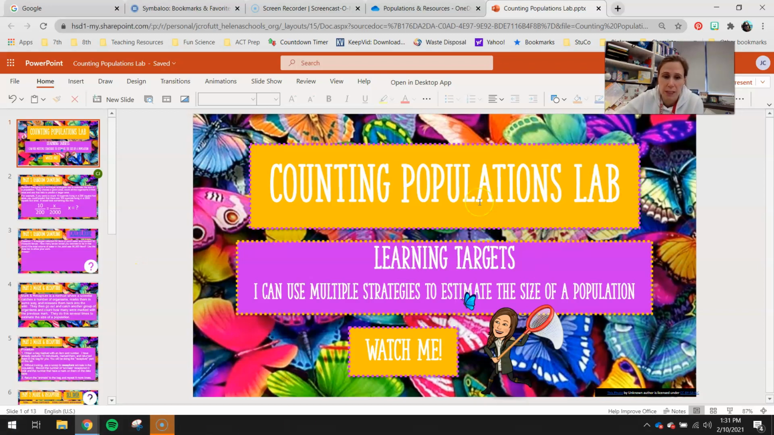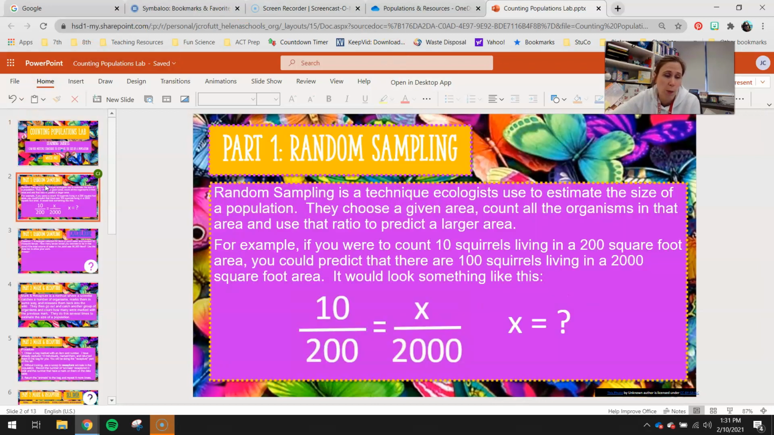So your learning target for today is: I can use multiple strategies to estimate the size of a population. Really, we're going to look at two strategies today. Part one is called random sampling. Random sampling is a technique that ecologists use to estimate the size of a population. They choose a given area, maybe my classroom, and count all the organisms of a specific species in that area. Then I use that ratio to predict a larger area.